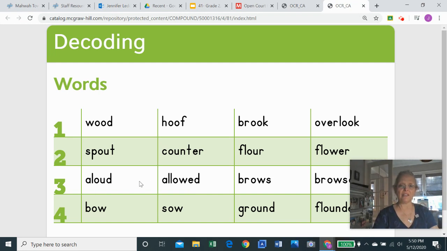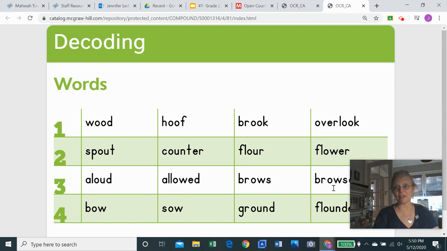This aloud means what I say to you, to read out loud or aloud. This allowed means you were permitted to do something, like you were allowed to ride your bike after you did your work. This brow is like your eyebrows, okay? And this browse is to look through, like you go into a store and you browse and look for a new PS4 game or something like that.